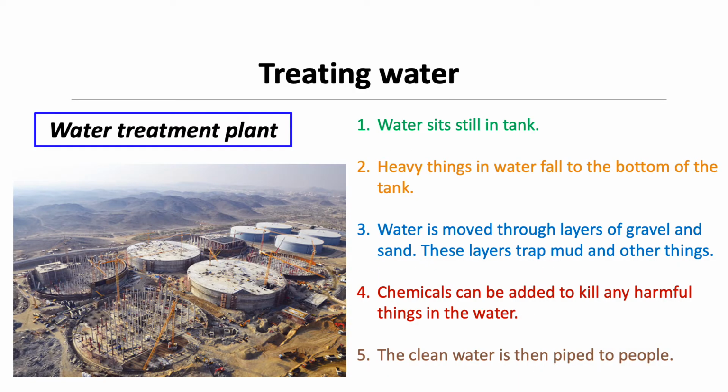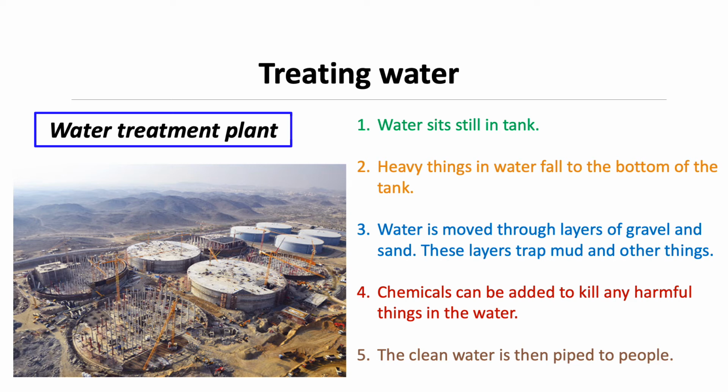Treating water. In many cities and towns, water is made safe for people to drink. This happens at a water treatment plant. First, water sits still in a tank. Then the heavy things in the water fall to the bottom of the tank.